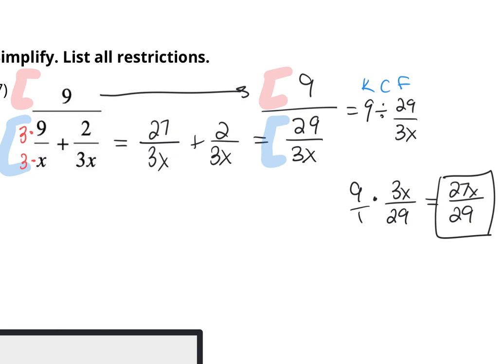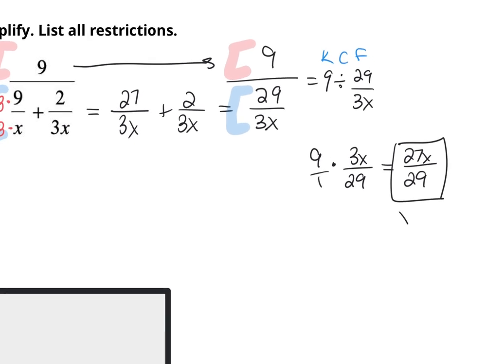And so now the last thing is just the restrictions. What would make this fail? X can't be what number? Well, it's not in the denominator or here, but go back to the beginning. Where did we start? We had 3x in the denominators. So yeah, 0 would make it fail.